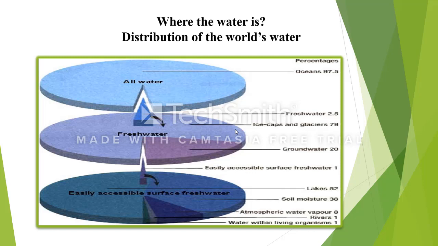So 97.5% of available water is in the ocean, then 2.5% is available fresh water. Out of 2.5%, 79% is ice caps and glaciers, and 20% is groundwater. 1% is easily accessible surface fresh water. Then in that 1%, 52% is lakes, and 38% is soil moisture. In easily accessible water, atmospheric water vapor is 8%, rivers 1%, and water within living organisms 1%.